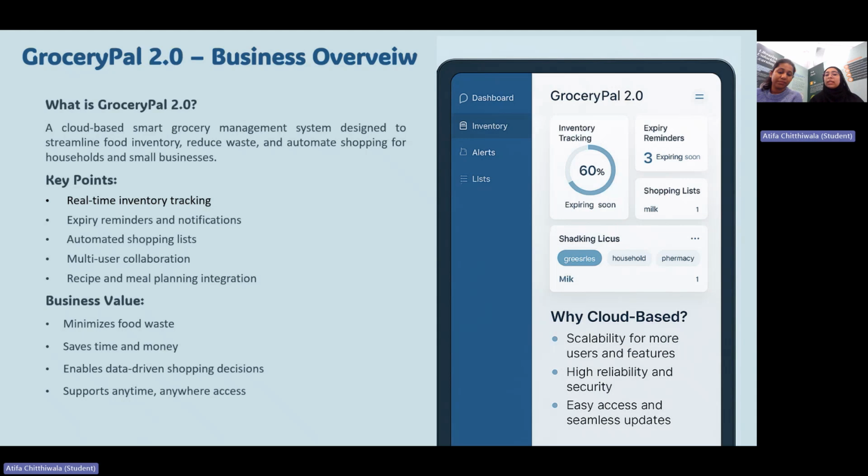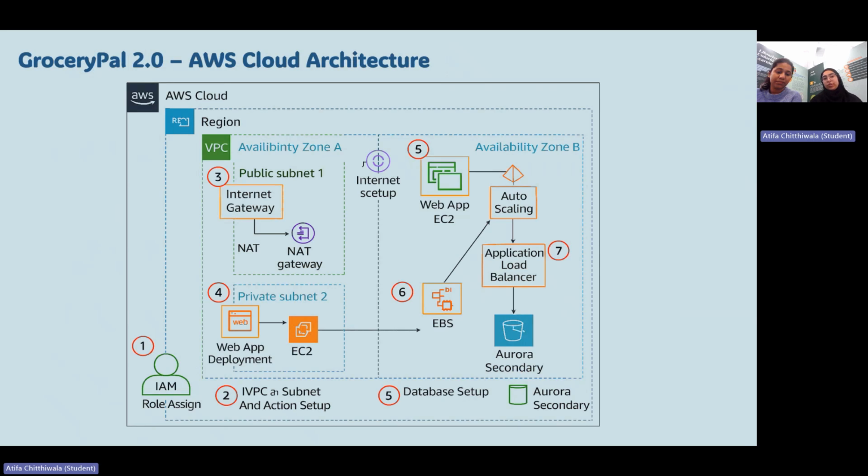By deploying on the cloud, Grocery Pal 2.0 is always available, scalable for more users, and automatically updated with the latest features and security fixes. This results in less food wastage and more efficient shopping and a more organized kitchen experience for our users.